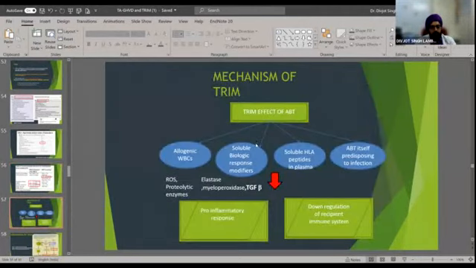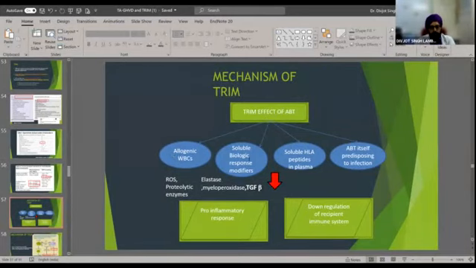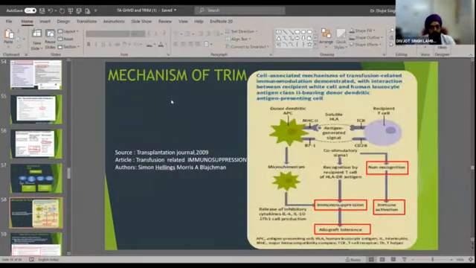So what are the various mechanisms by which transfusion-related immunomodulation occurs when allogenic blood transfusion is given? It is because of the allogenic WBCs, soluble biological response modifiers present in the blood, soluble HLA peptides in the plasma, and ABT itself predisposing to infection. This can lead to various pro-inflammatory effects and downregulation of the immune system. This is a detailed mechanism of TRIM by cell-associated mechanisms.